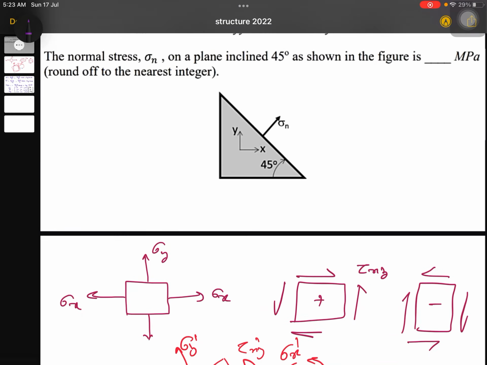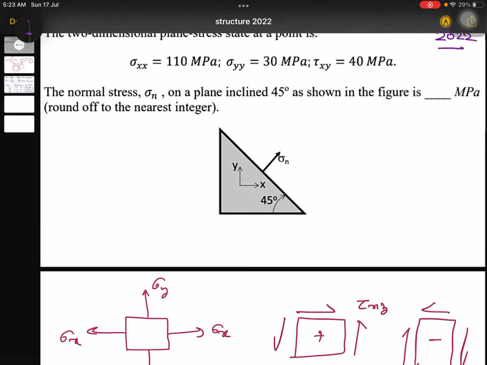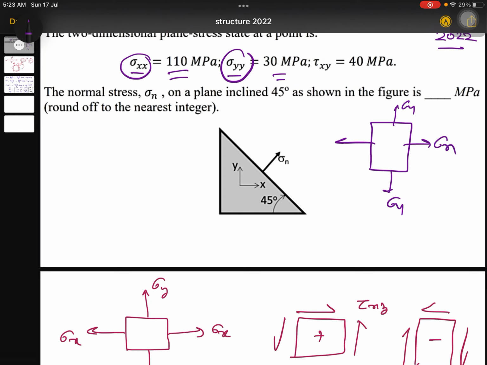You can see here. First, you understand, whenever any element is given, if sigma x and sigma y values are positive, it means they are acting outward. So this is your sigma y, and on this side you have sigma x and sigma x. Very clear? And next part, if your tau is also given, 40 megapascal. Now here some students will be confused. Sigma y is clear, it is acting like this, and sigma x is also clear, it is acting like this.